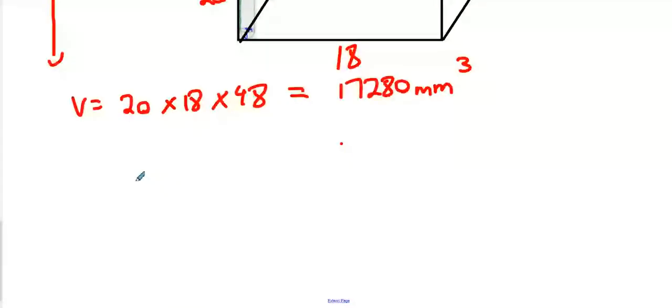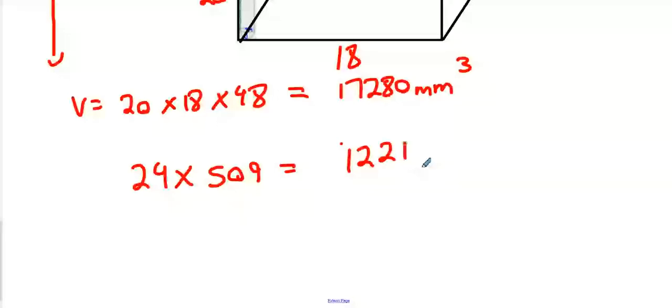Prediction time. 24 by 509. I have a question for you before you do it. If the size of the box is 17,280, do you expect 24 tablets to be bigger or smaller than the box? Exactly. Put it in and see if it's smaller. 12,216, excellent.